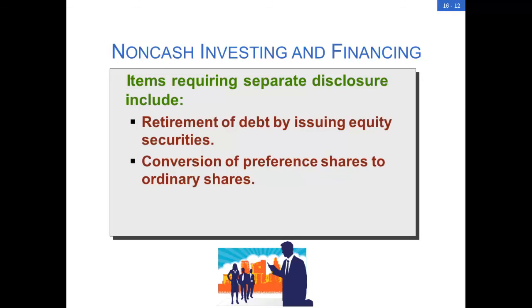The slide here shows two more non-cash investing and financing transactions that require separate disclosure. The first is the retirement of debt by issuing equity securities, and the second is the conversion of preference shares to ordinary shares. For these transactions, there's no cash involved, but they are so significant that we need to disclose them to the users of the financial statements.